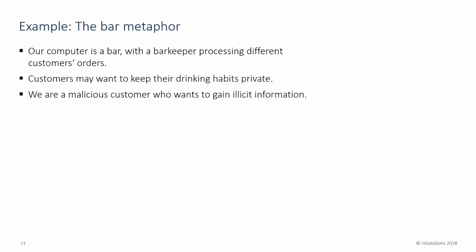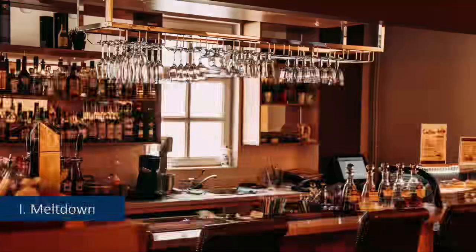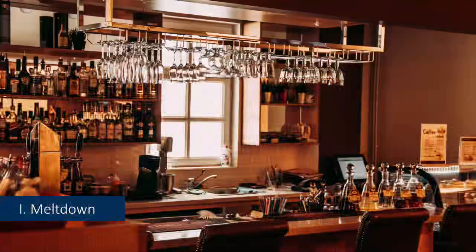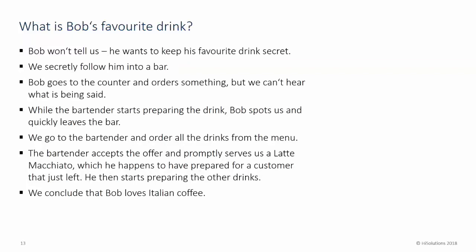They don't want us to know what they order and what they drink, in what quantities and what types of drinks. We are the malicious customer who wants to gain illicit information. We want to find out what one of the other customers is drinking. So the scenario is for Meltdown, first vulnerability. Our task is to find out what is Bob's favorite drink. Bob won't tell us, but we can follow him into the bar.